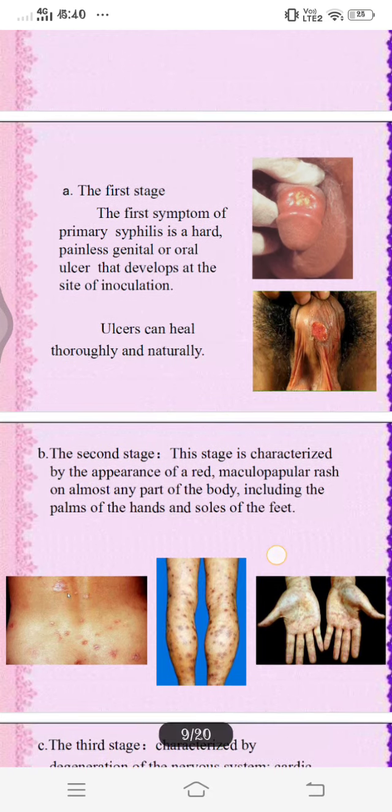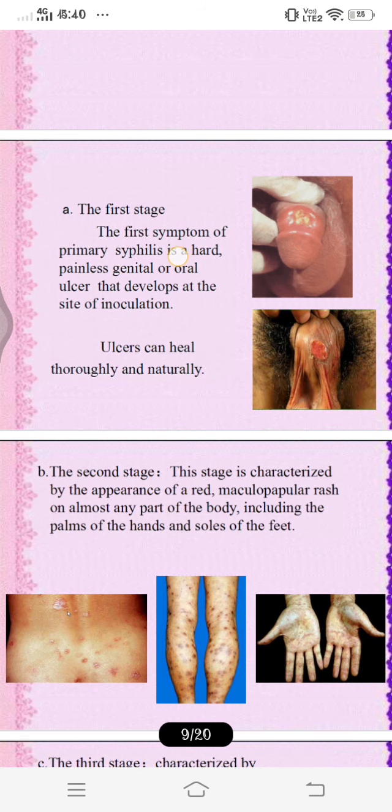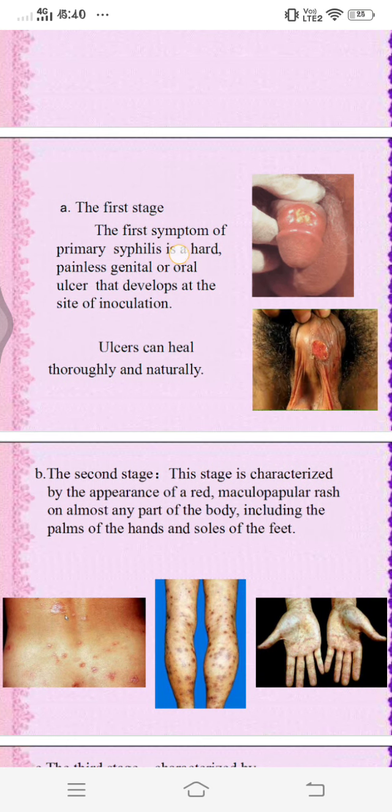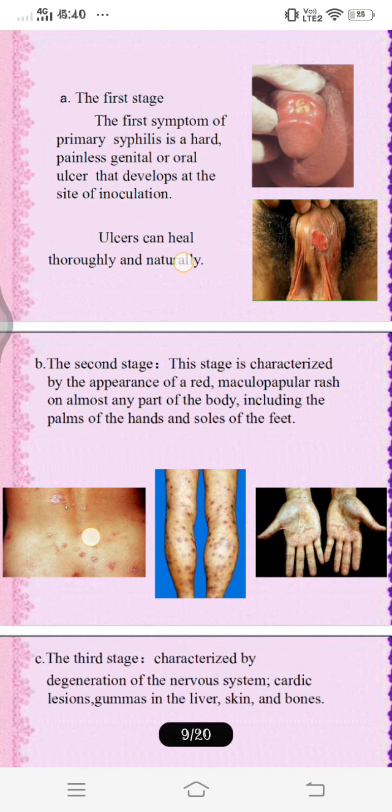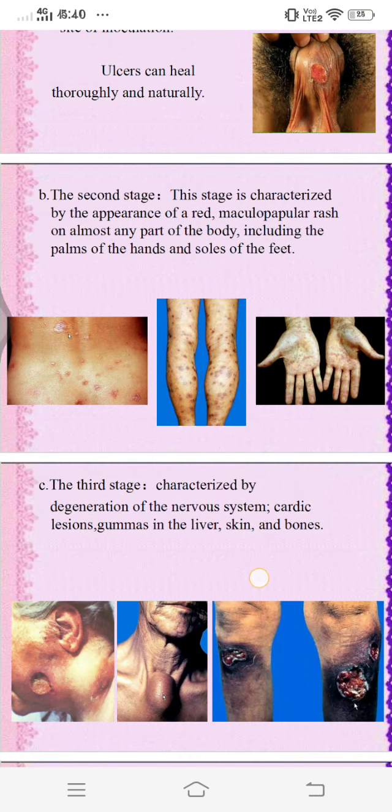So you can see, understand, this stage is characterized by the appearance of a red maculopapular rash on almost any part of the body, including the palms of the hands and soles of the feet. So how these rashes are formed, you can observe. And next, coming to the third stage.